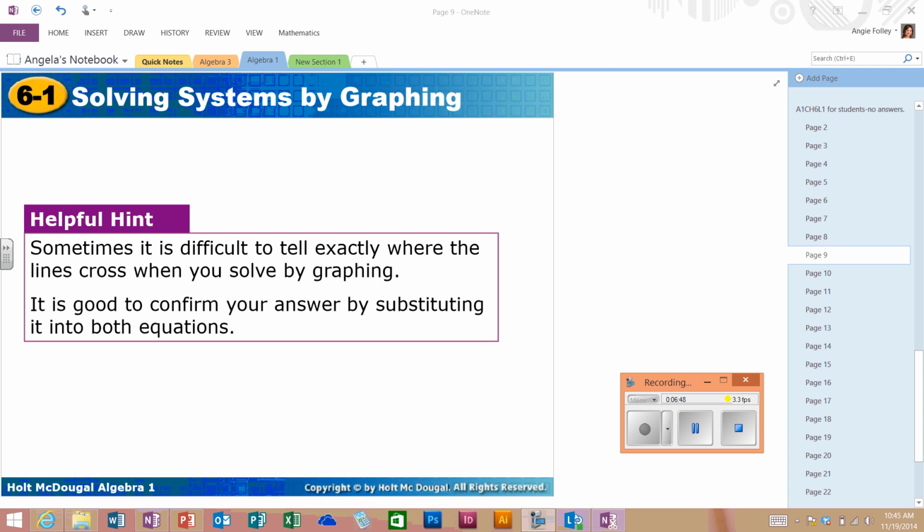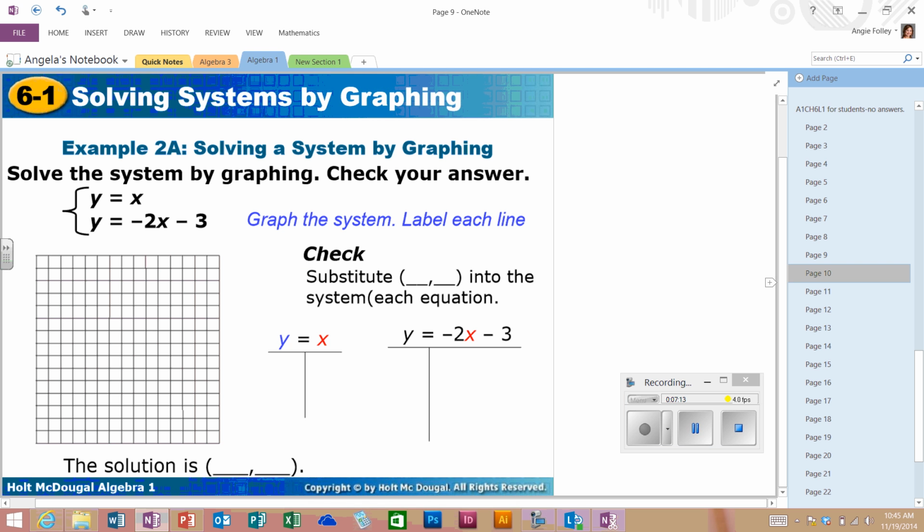Okay, so again, if we graph the two lines and if they intersect, that is a solution to the system. However, if you aren't really careful with graphing your lines and they're not perfect, it's hard to tell exactly what the value is where they intersect. So it's always a good idea to go back and plug that point in to see if it does in fact work for both of them. So I'll show you what I mean on this last example.